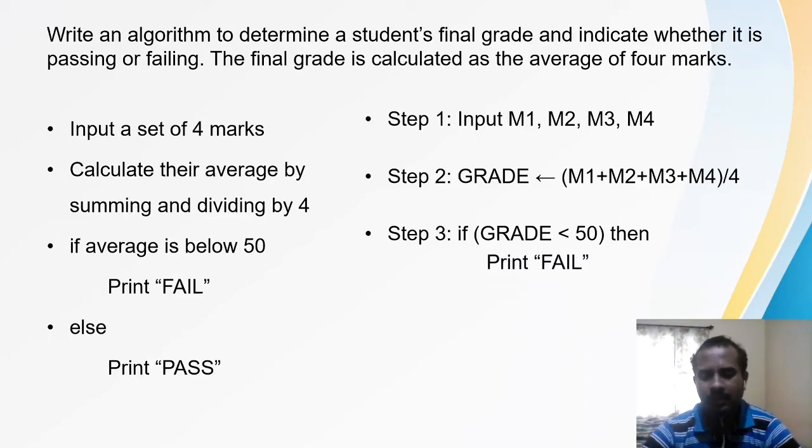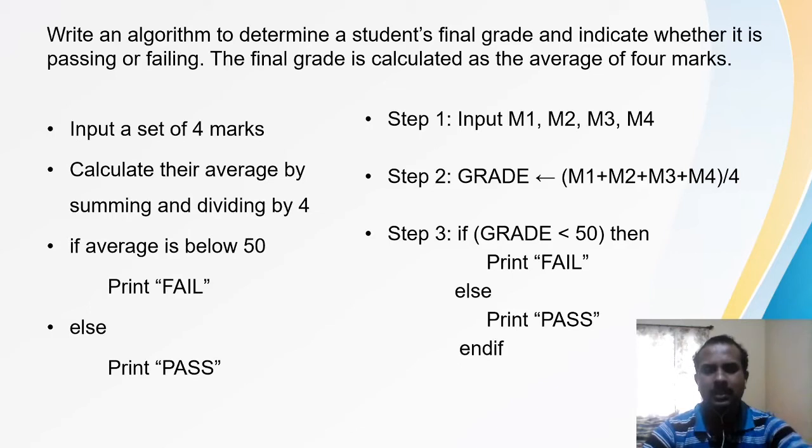If that is not the case, that means the grade is 50 or more than 50, then what is the case? Else it should be printing pass. Afterwards, I have used an if condition, right? So I have to close that, so I am using end if.